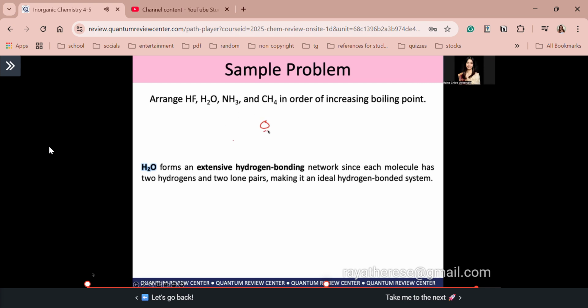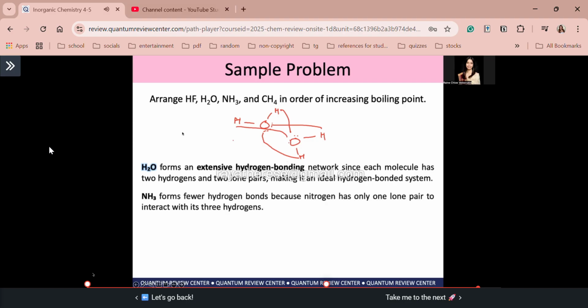For example, we have a water molecule here and a water molecule here. There are exactly the right numbers of hydrogens and lone pairs for every one of them to be involved in hydrogen bonding. For example, the hydrogen here can bond here, here, and here, then a hydrogen on the other molecule here. Because of this, water has a very ideal hydrogen bonding system.